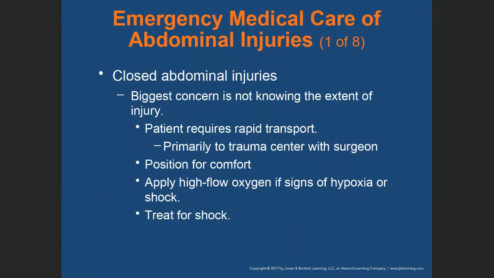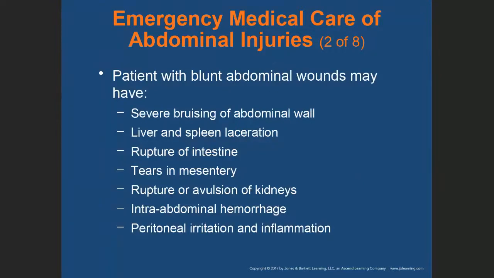Emergency medical care of abdominal injuries. For closed abdominal injuries, your biggest concern is not knowing the extent of injury. The patient will require rapid transport. They need to go to a facility where they can get good surgical interventions. Position of comfort, apply high flow oxygen if signs of hypoxia are present, and treat the patient accordingly for shock.